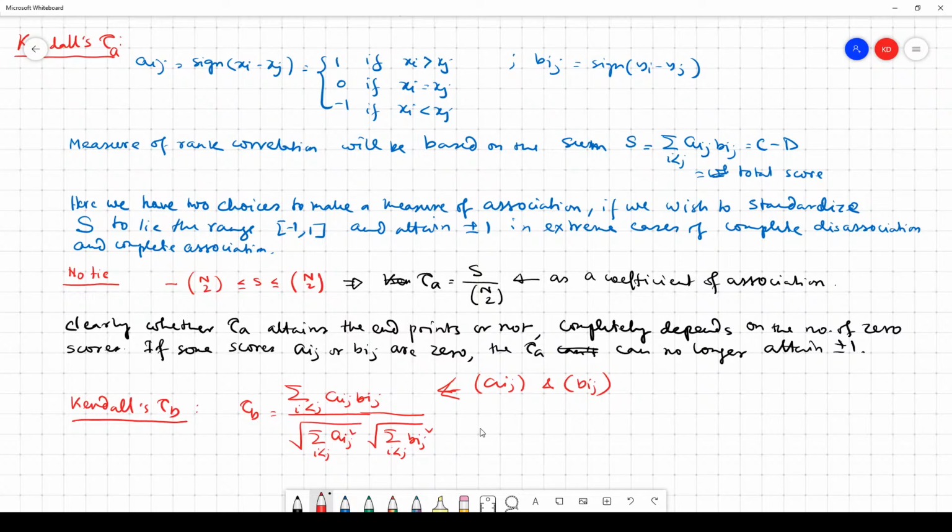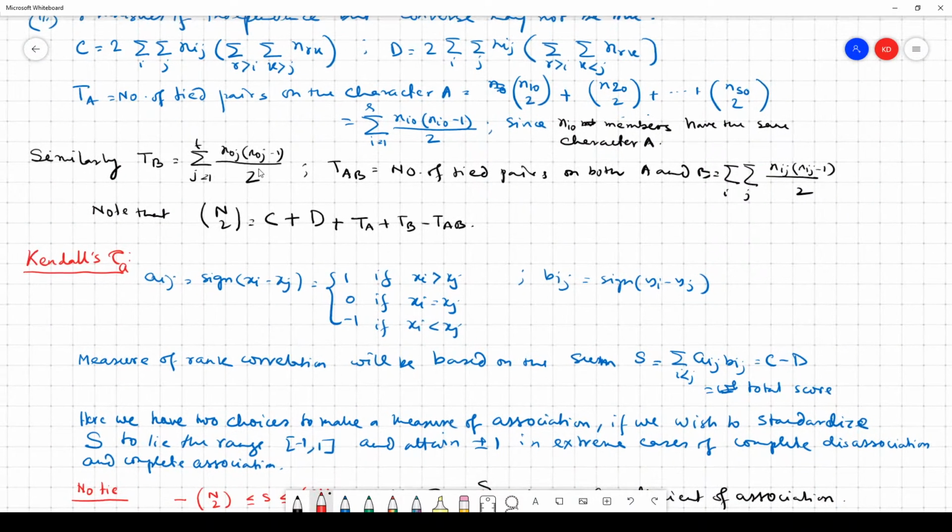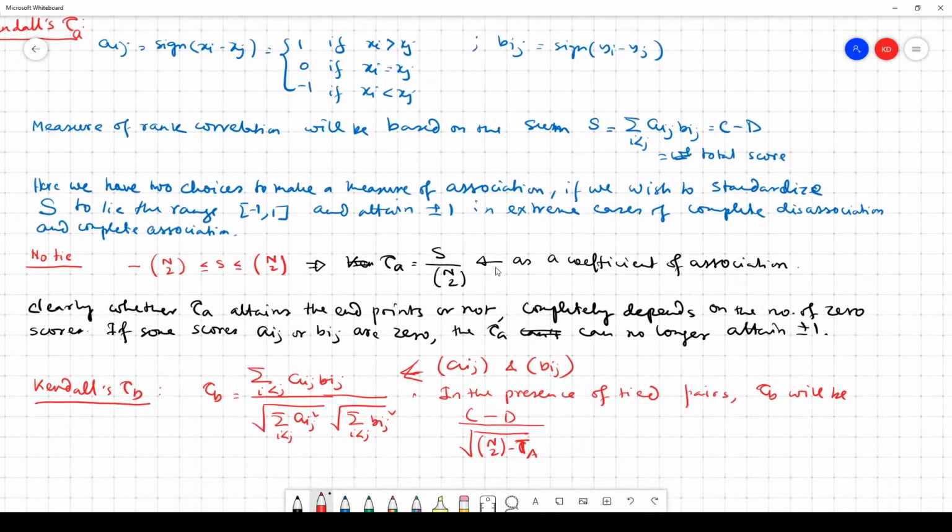And in the presence of tied pairs, the measure tau B will be of the form C minus D divided by the square root of NC2 minus TA, I already defined TA, times NC2 minus TB.